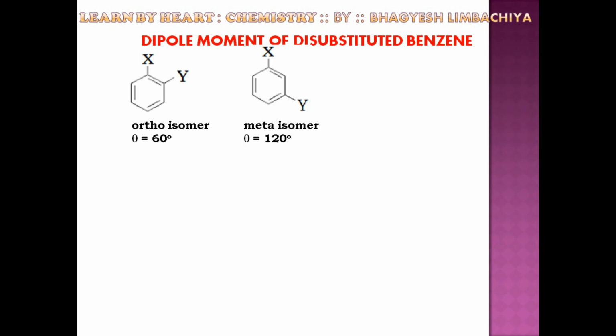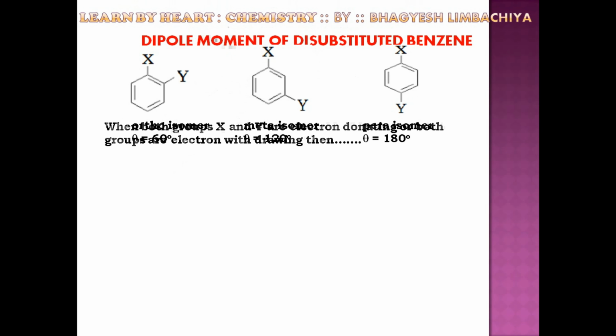Now we are taking dipole moment of the disubstituted benzene. There are 3 isomers of the disubstituted benzene. First is ortho isomer and bond angle is 60 degree. Second is meta, bond angle 120, and third is para, bond angle is 180 degree.